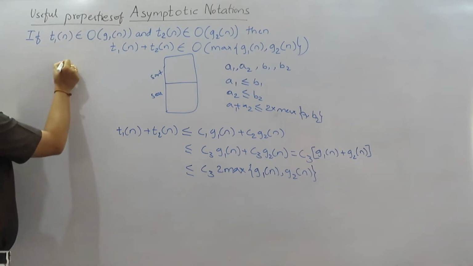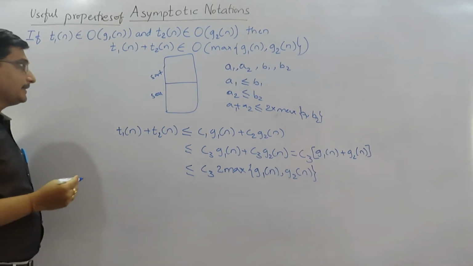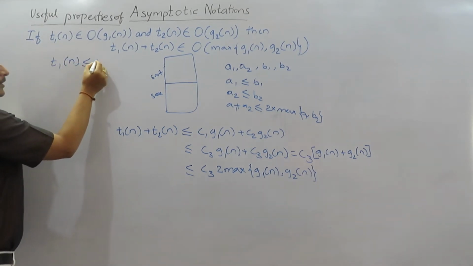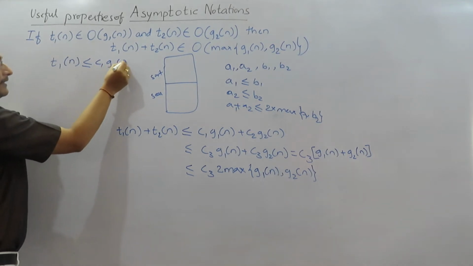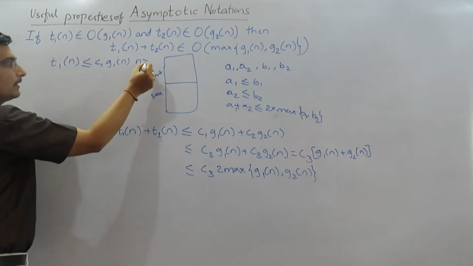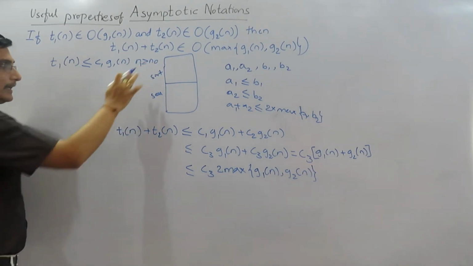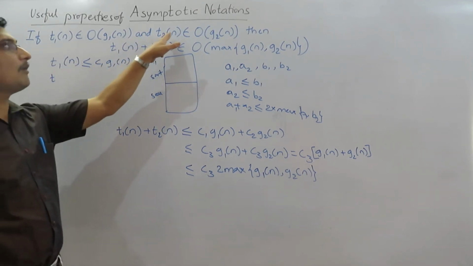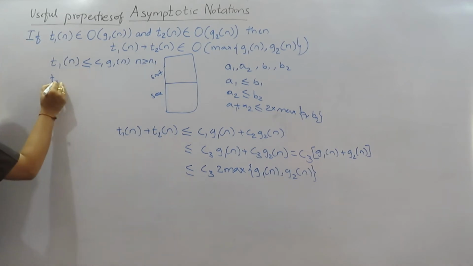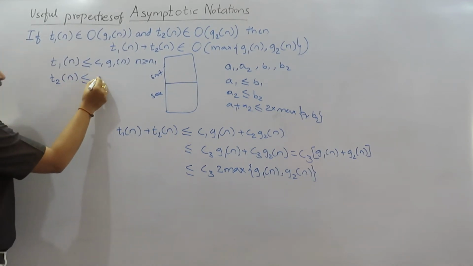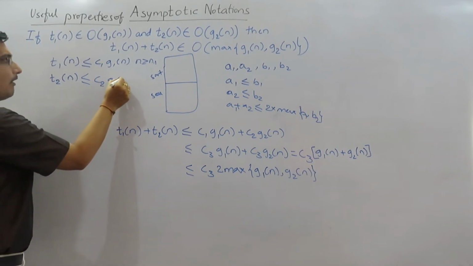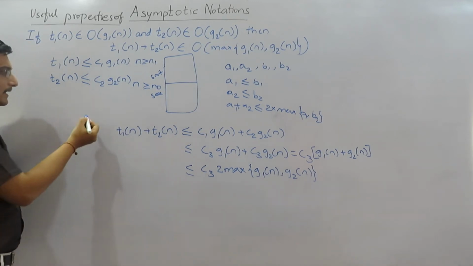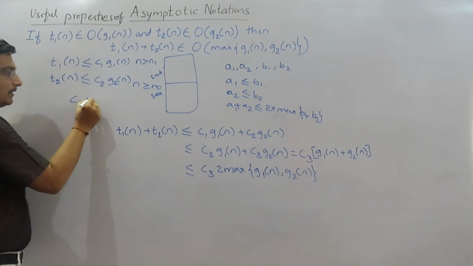When we say that T1 of n is big O of G1 of n, then T1 of n is less than or equal to C1 into G1 of n for all n greater than or equal to n1. And we are also saying that T2 of n belongs to big O of G2 of n. So T2 of n is less than or equal to C2 into G2 of n for n greater than or equal to n2.